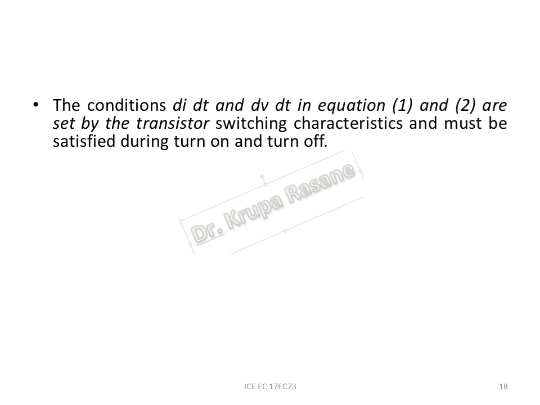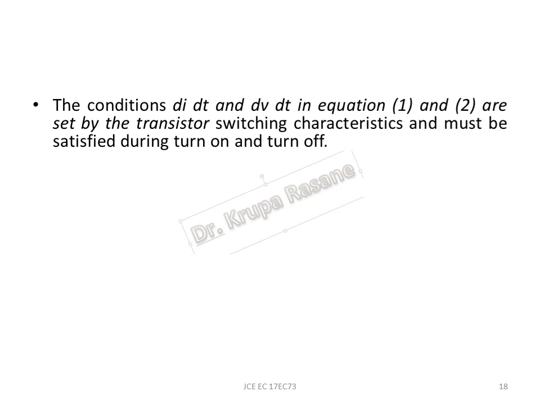Okay, the conditions di by dt and dv by dt in both these equations 1 and 2 are set by the transistor switching characteristics and must be satisfied during turn on and turn off. The transistor has its own rating specified by the manufacturer. That is, this transistor can tolerate di by dt and dv by dt maximum to such and such values, and if during switching the waveform di by dt and dv by dt is exceeded, then the transistor might get damaged or it might do false triggering.